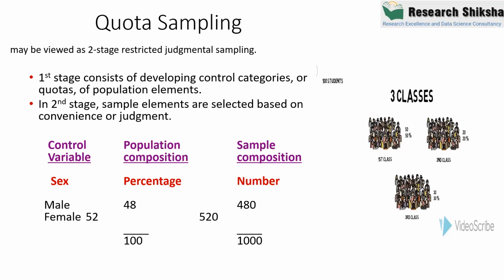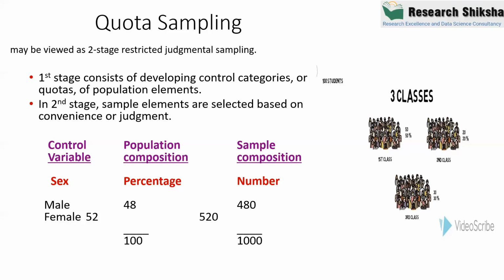So there are many examples where we use quota sampling, even in school teaching. When you collect data from school teachers, you know that 90% of the teachers are female and only 10% are male. So when you are collecting data from school teachers, you have to collect maximum data from the female teachers and very little from the male teachers, because at a school level, most of the teachers are female.